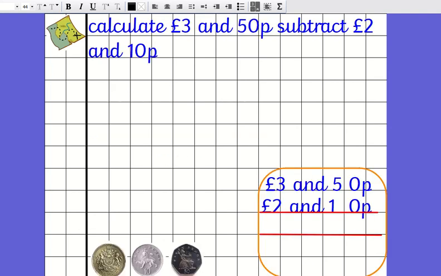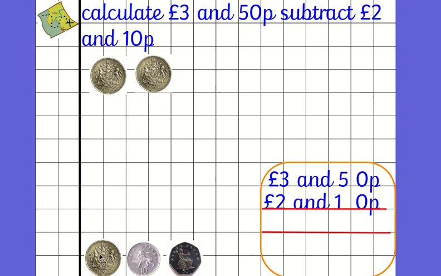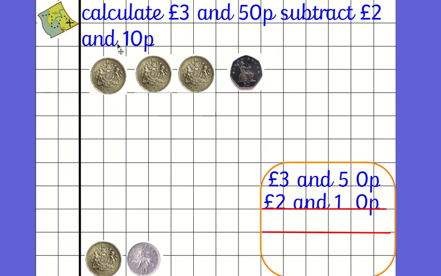Okay then, calculate £3.50p, subtract £2.10p. Now, I've got the coins here as well because some of you might like to use the coins. So I'm going to get my £3 and 50p. And from that, I need to take away £2 and 10p.